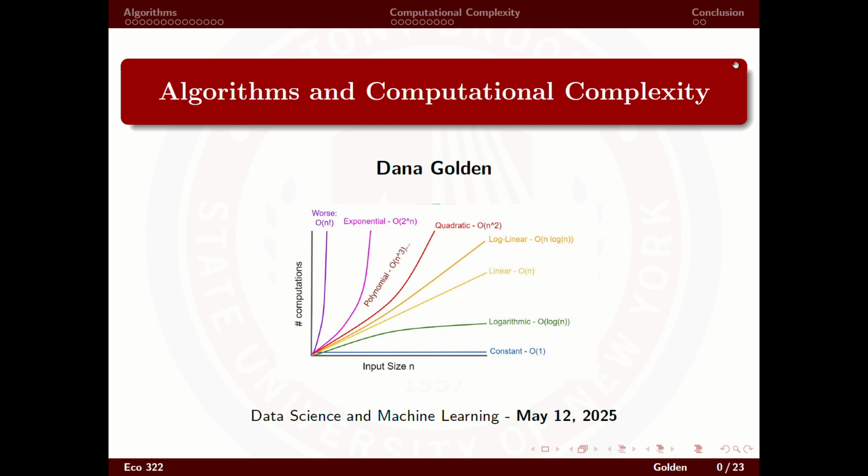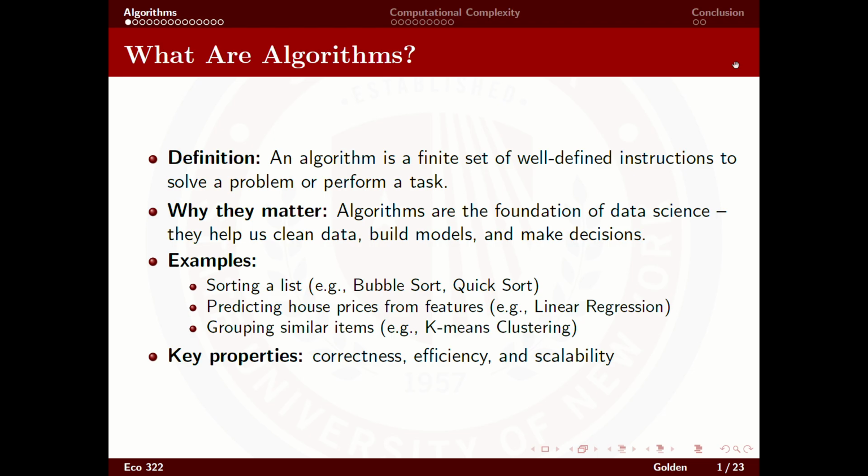Today we're going to talk about algorithms and computational complexity for the data science and machine learning course. So what are algorithms? Algorithms are a finite set of well-defined instructions to solve a problem or perform a task. Basically, you give a set of instructions. Think of it like if you give it to a toddler. You say, do this, then do this, then do this, and the task will be complete.